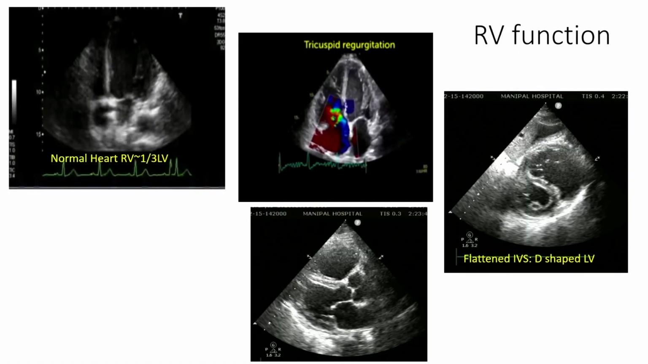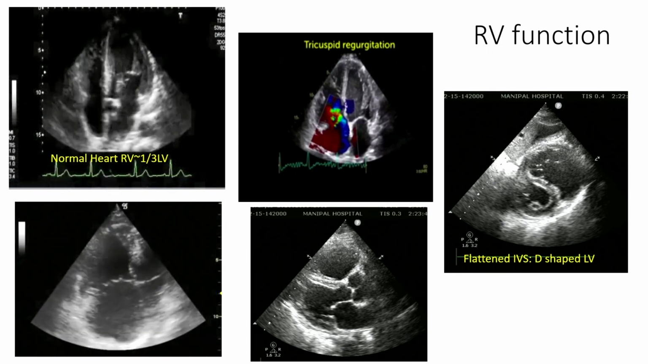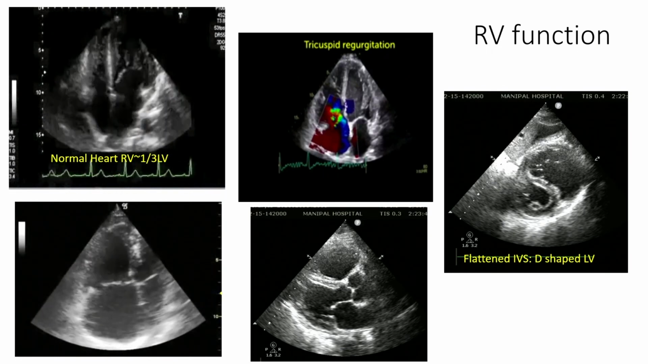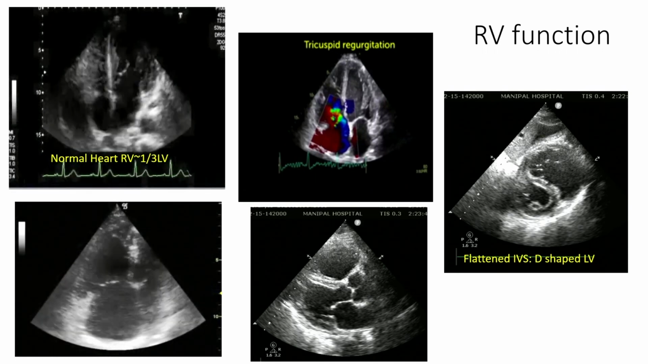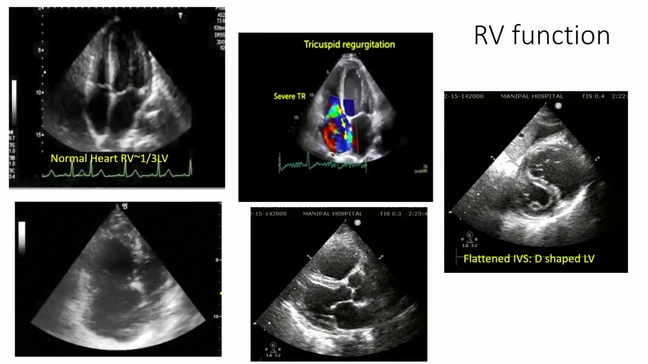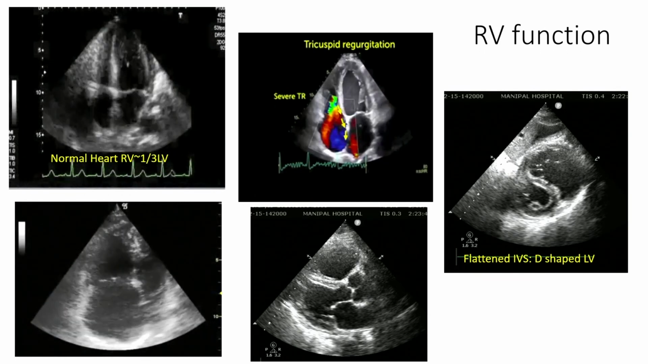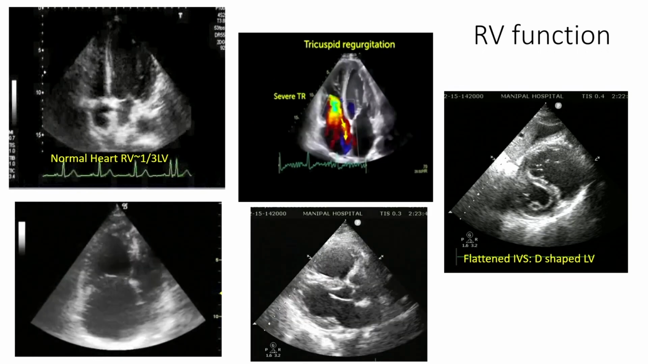RV function, okay, normal heart, RV is 1/3 of LV. If you see an RV which looks so big, we know it is wrong. We'll have on top of that tricuspid regurgitation. You put a jet, you see a huge amount of jet coming through that. By seeing the tricuspid regurgitation jet, you can take out the estimate of your pulmonary artery systolic pressures.